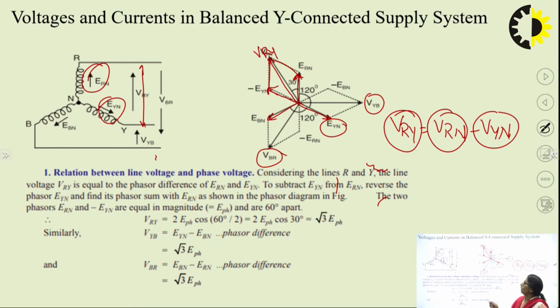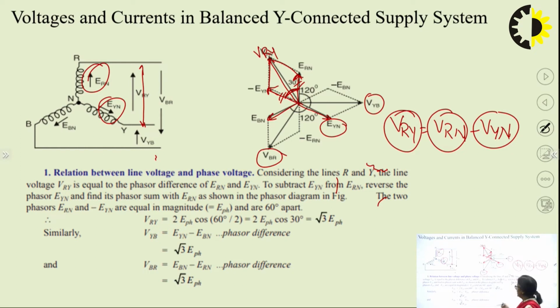If that is so, how can the magnitude be known for VRY? It can be known that VRY is equal to twice of VPH, why? Because these two are both phase voltages, and they are equal. Twice of VPH cos of 60 divided by 2. What is this total angle? This is 60, divided by 2, that is 30. So the expression we get is VRY is equal to root 3 times the VPH. The same can be derived for the rest of the two.